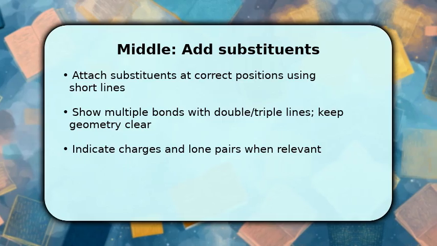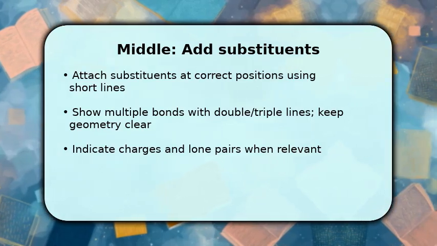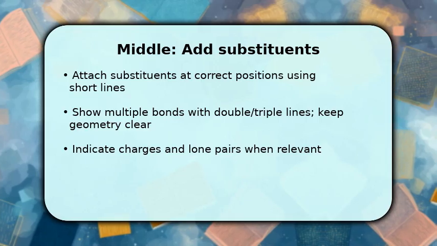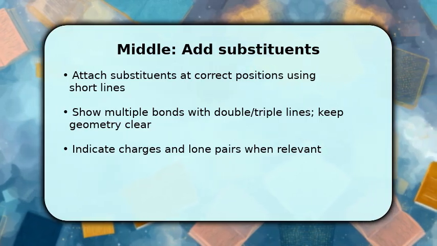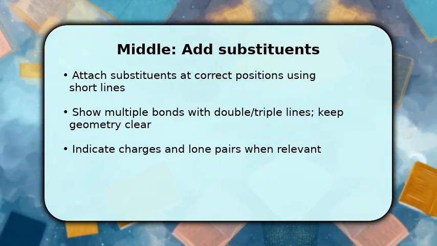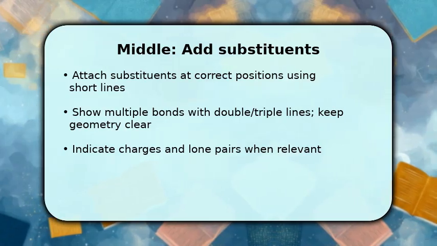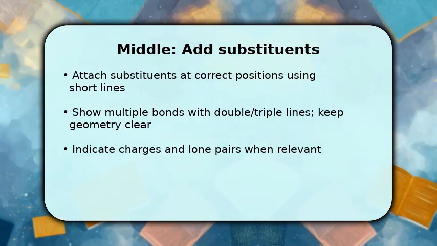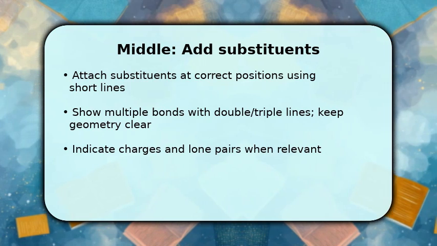For heteroatoms, include lone pairs or formal charges if they affect connectivity. Make sure to place ring attachments and branch chains so the drawing remains unambiguous. When stereochemistry matters, include wedge and dash bonds to show configuration.